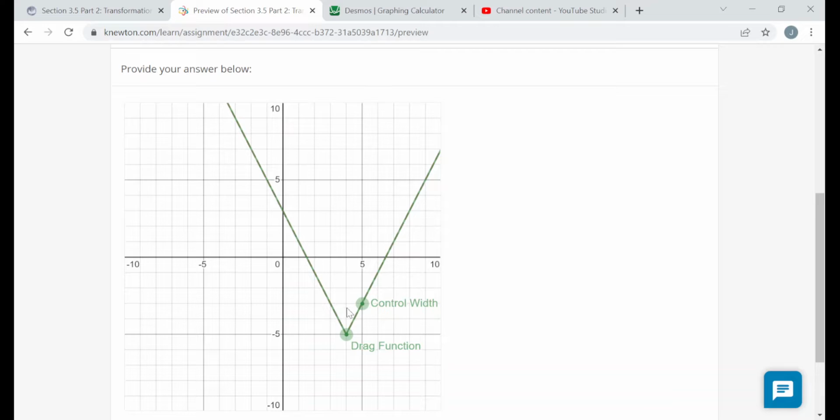So this is 4, -5. That'll go to 4, +5. And the point here was at 5, -3. So that should go to 5, +3. And there you go. That green solid graph is the red dotted graph reflected across the x-axis. Right? All y coordinates are multiplied by -1.